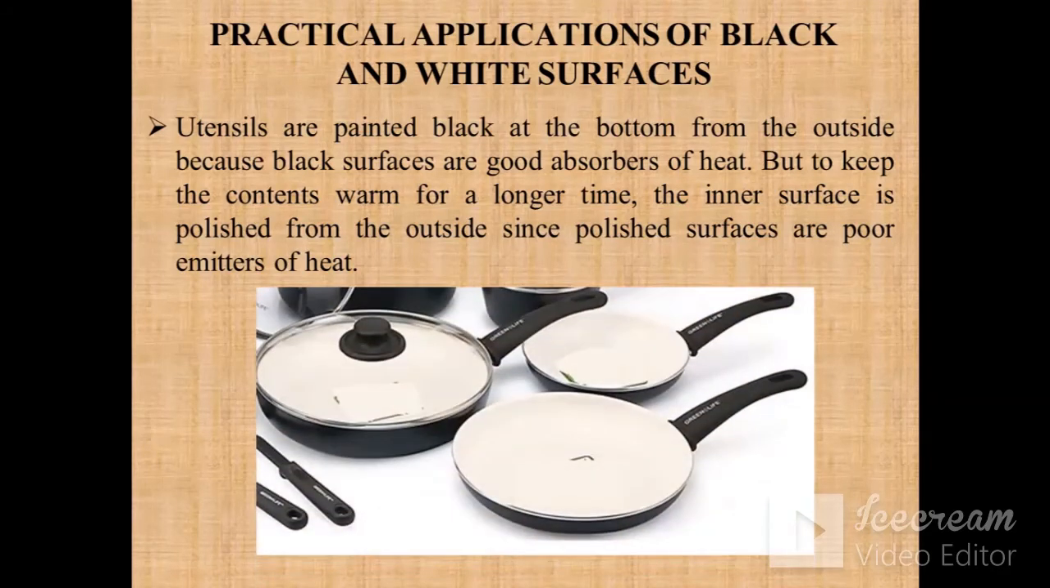You must have seen the utensils are always painted black at the bottom from the outside, because black surfaces are good absorbers of heat, and that is our requirement so that this vessel gets heated up quickly. But to keep the contents warmer for a longer time, the inner surface is polished. Since polished surfaces are poor emitters of heat, when it is heated up, this heat is going to be conserved inside this vessel. As they are poor emitters of heat, the food is going to be warmer for a longer period of time.